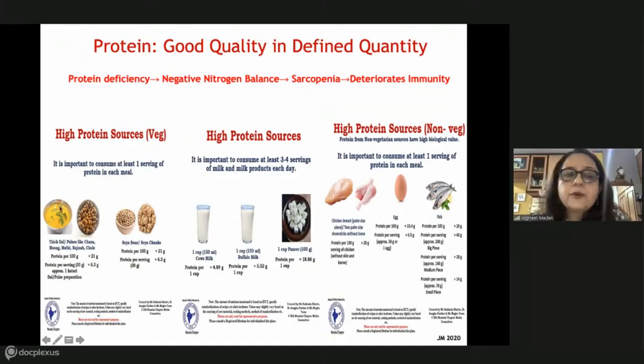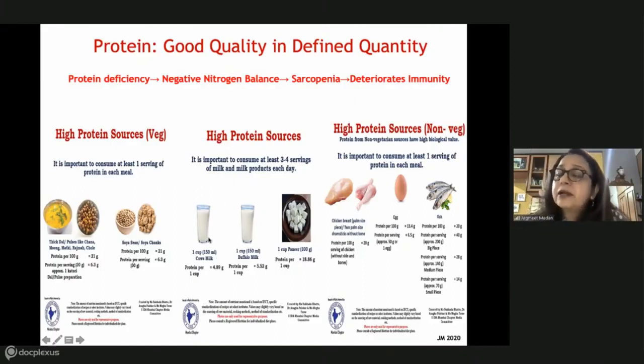You get protein from vegetable sources, which are excellent sources, your dals and pulses. And we Indians are blessed to have a range of dals and pulses. If I start making one today, for the next 15 days I will not repeat it because I have so much variety. Every dal and pulse, one bowl will give you 6 to 7 grams of protein. Of course, soybean topping the chart.